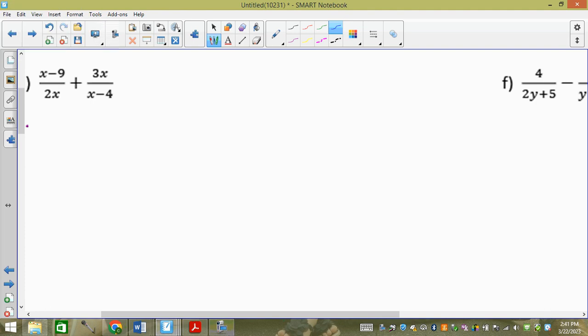So this one is a 2 and an x. This is an x minus 4. Honestly, when you get a monomial denominator and a binomial one, they're the easiest. You just multiply them by each other. You don't have to really think about it. I like them. They're my favorite. So this one I'm going to multiply by x minus 4.